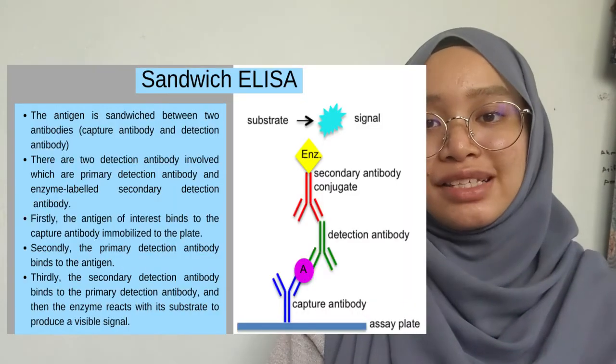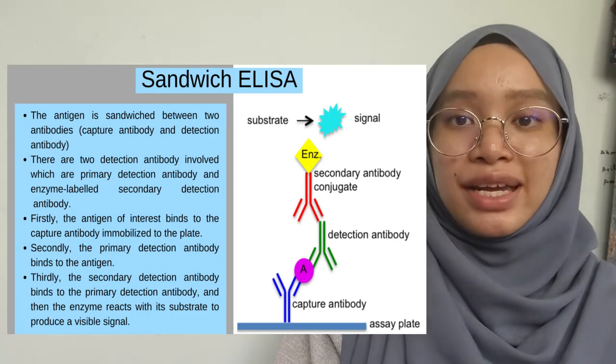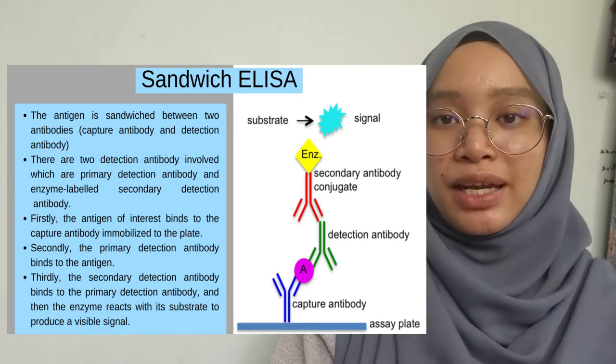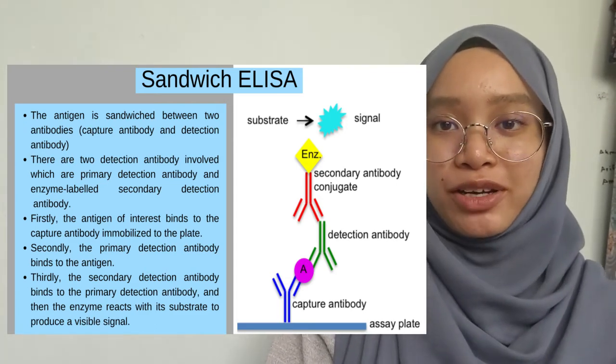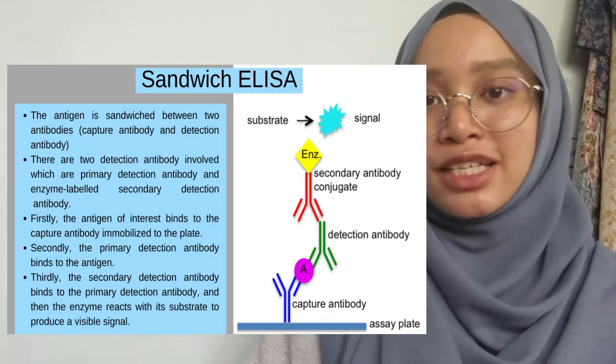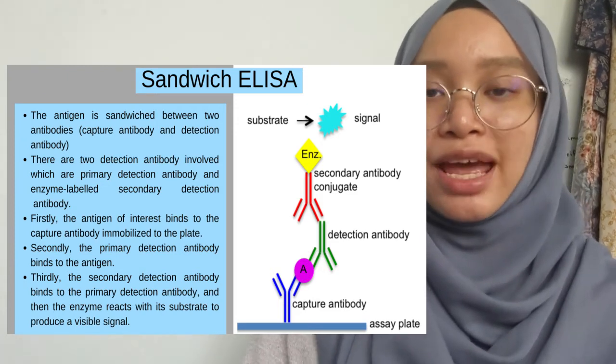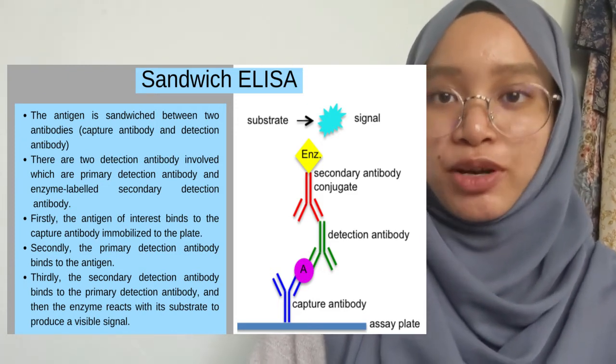In direct and indirect ELISA, it is the antigen that is immobilized to the plate. In sandwich ELISA, however, it is the antibody that is immobilized to the plate, and this antibody is called the capture antibody. In addition to the capture antibody, sandwich ELISA also involves the use of detection antibodies, which generally include the unlabeled primary detection antibody and the enzyme-labeled secondary detection antibody.